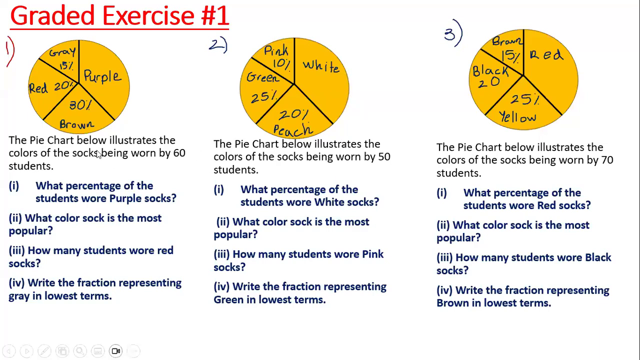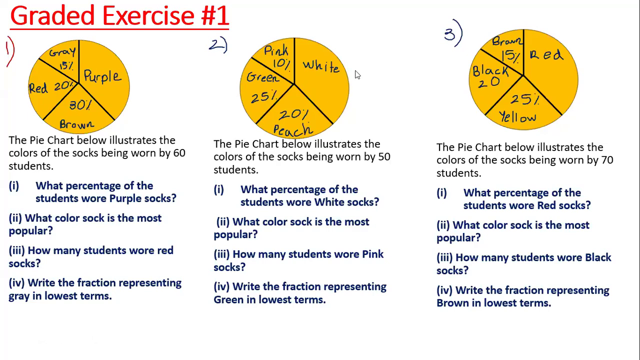So the first one says, the pie chart below illustrates the colors of socks worn by 60 students. We have gray, which is 15%, red is 20%, brown is 30%, and we have purple here. What percentage of the students wore purple socks? What color sock is the most popular? How many students wore red socks? Write the fraction representing gray in lowest terms.